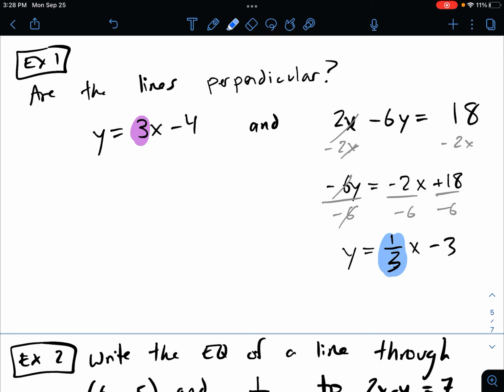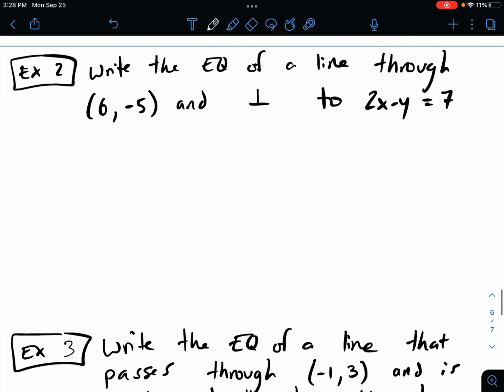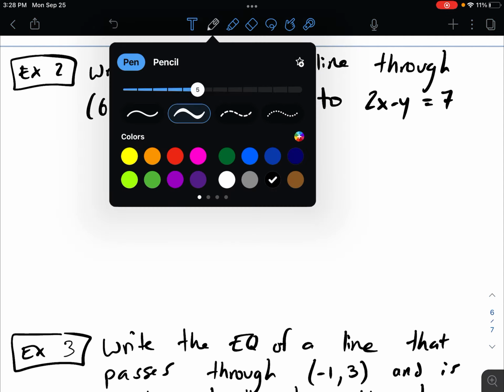So the question is, are 1/3 and 3 opposite reciprocals? Well, they're reciprocals, right? Because 3 over 1 becomes 1 over 3, but they're not opposite, right? 3 would need to become a -1/3. So because it's not opposite, the answer is going to be no. These would not be parallel to each other. Sorry, perpendicular to each other. You could go ahead and graph these on Desmos or on your calculator, and you would find that there's not a right angle formed between these two lines. Answer is no.